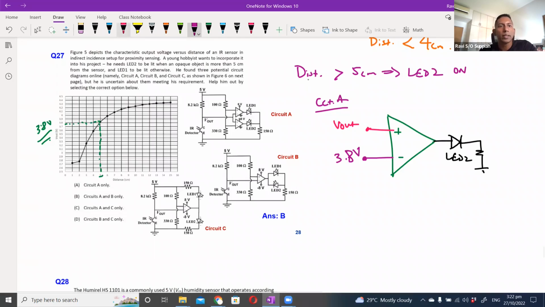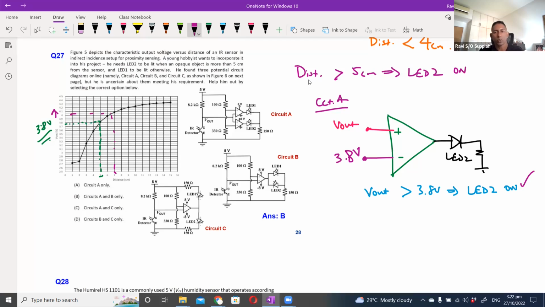Now for my LED 2 to light up, I must make sure that Vout is greater than 3.8 volt. Then my LED 2 must be on. If my Vout is greater than 3.8 volt, that means I am in this higher range, which equates to a greater distance. Correct, a greater distance. So circuit A actually satisfies my condition.